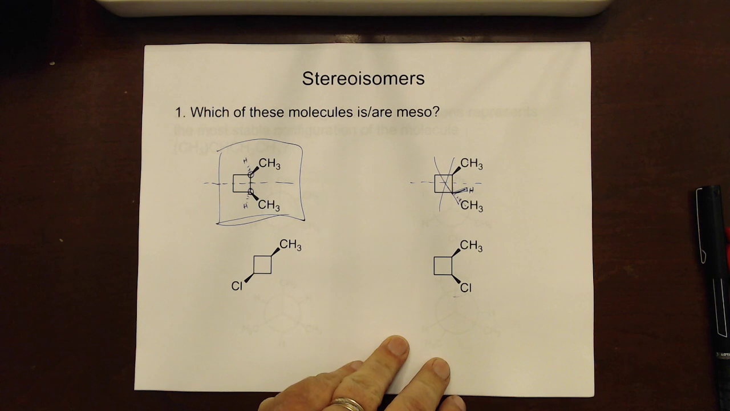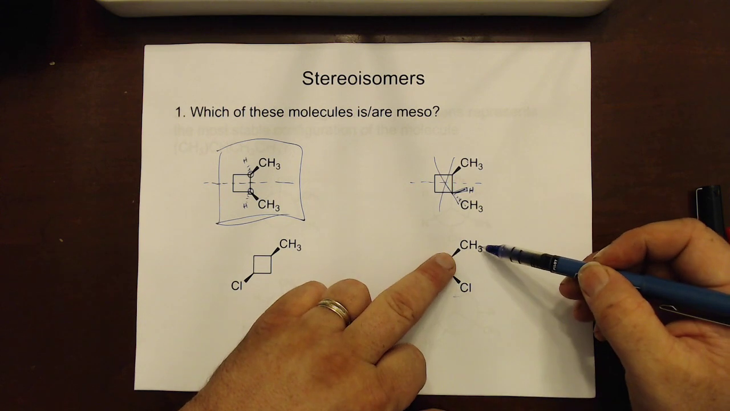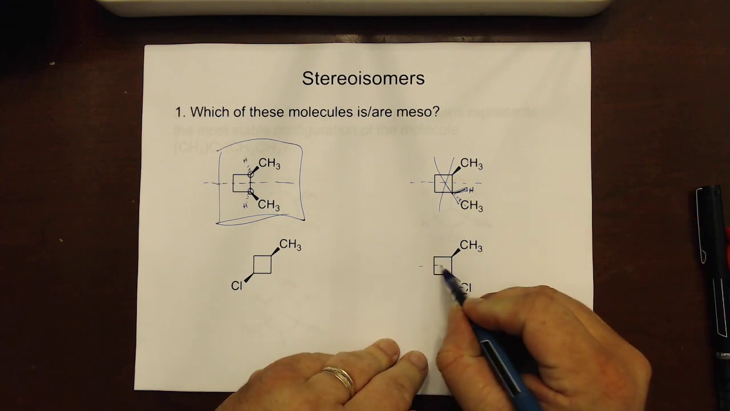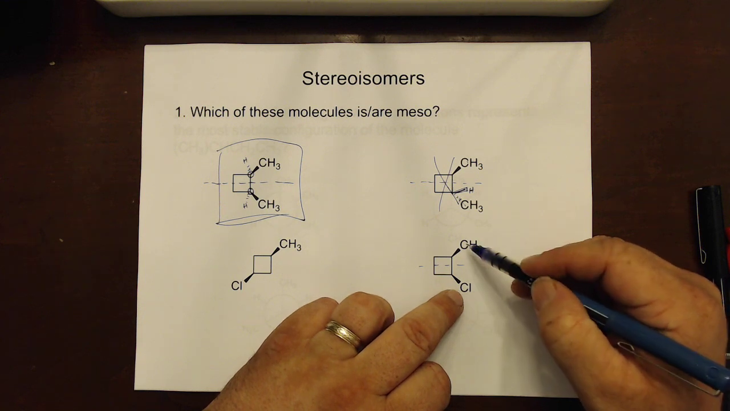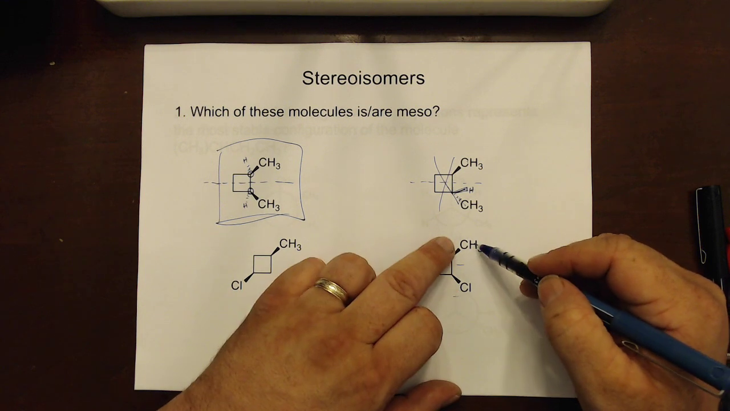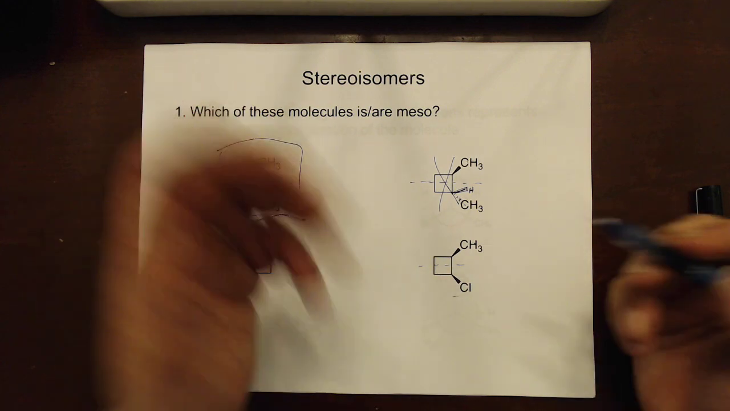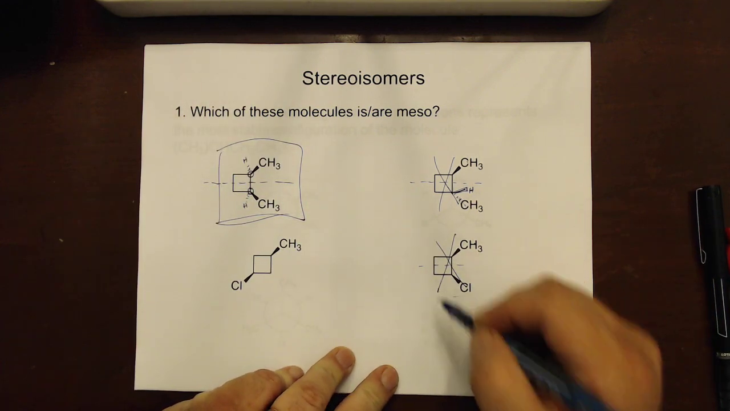This one here, you're looking at this, you've got a methyl. If you try to do the mirror image across here, then there's methyl on this side, chlorine on this side, so this is just a regular chiral center. So there's no plane of symmetry on that one.